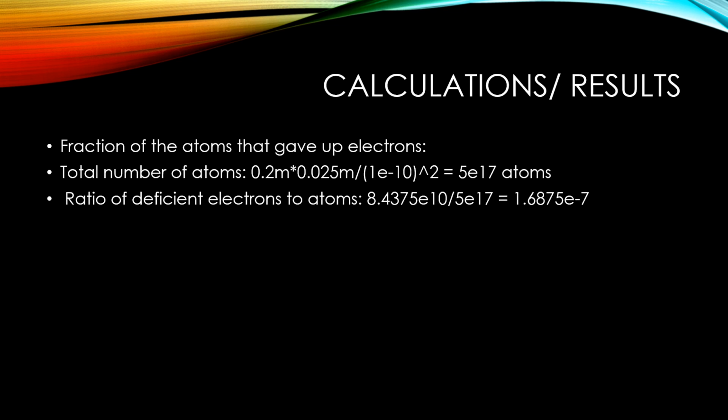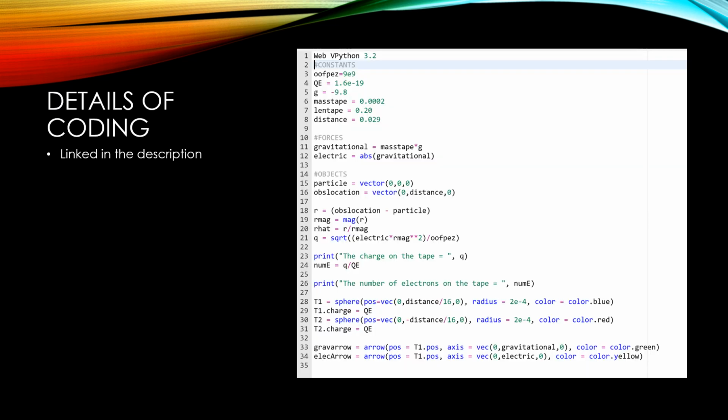So more calculations, the fraction of atoms that gave up electrons. Here you have the total number of atoms being the distance divided by 1 times 10 to the negative 10th, squared, and here you got 5 times 10 to the 17th atoms, and the ratio of deficient electrons to atoms here is 1.68 times 10 to the negative 7th.